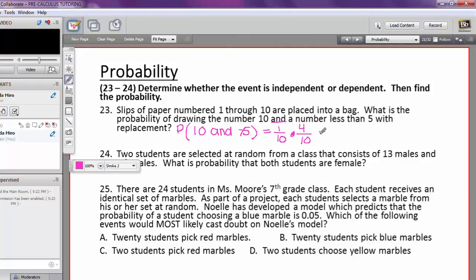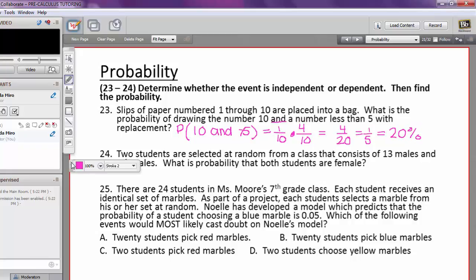I'm going to go ahead and multiply these, so I get 4 out of 20. I can simplify that into 1/5, or we can write that as a percentage by simply saying 4 divided by 20. So that gives me 20%. So that would be the probability.